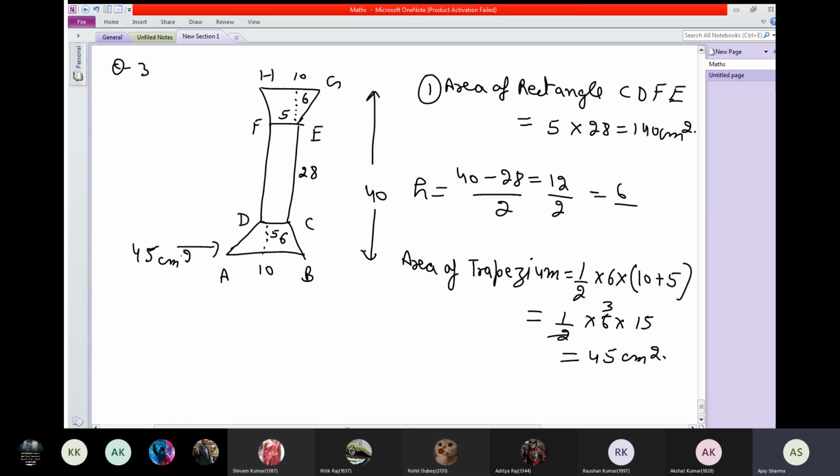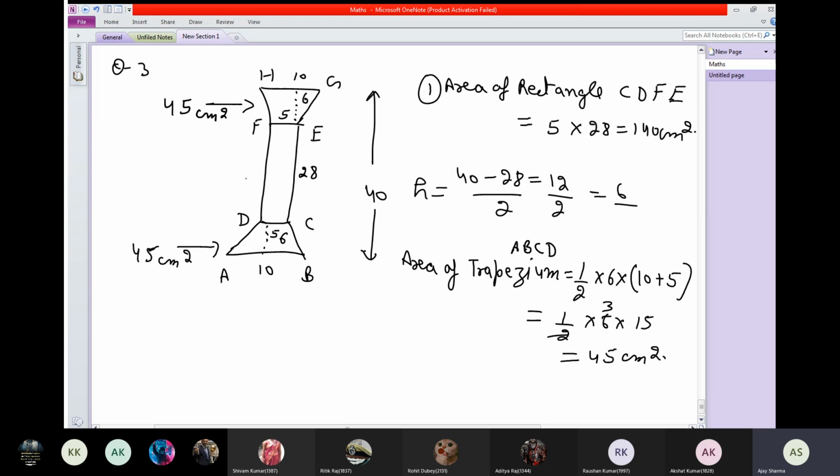The second one is also the same. Why is it the same? It is already given that these two trapezium are congruent, and their area is equal due to congruency.